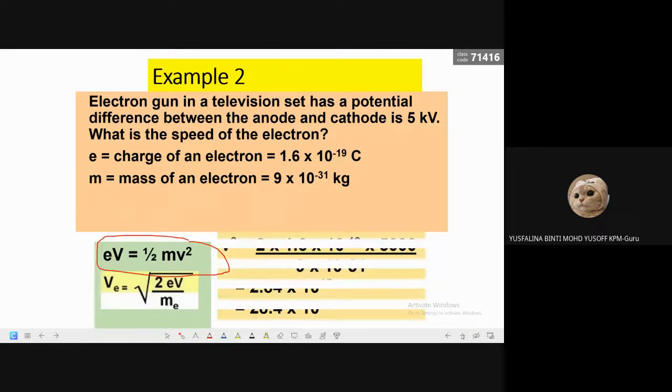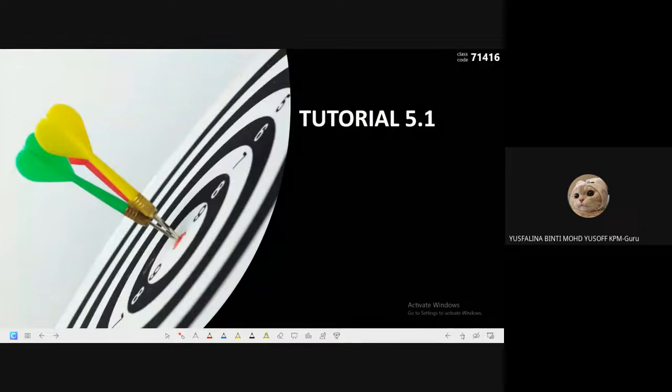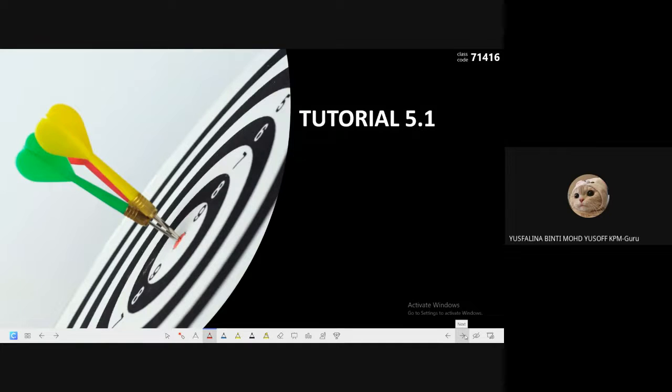I will put the notes inside the group class, you can see that. For the tutorial, I will discuss next week on Saturday. Then after that, we go to 5.2.